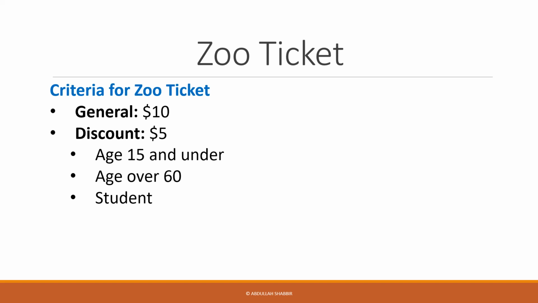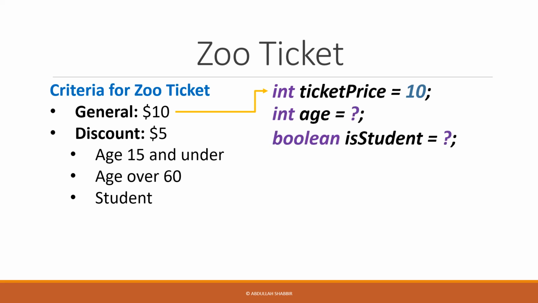First, let's keep track of our ticket price by declaring it as a variable, and we'll give it an initial general value of 10, and we'll change this value to our discounted price of 5 later on in our code. Then, to tell if someone qualifies for a discount, we'll also need variables that keep track of someone's age and whether or not they are a student. I've chosen to represent age as a whole number, an int, and whether a person is a student or not can either be true or false, so that will be a boolean.